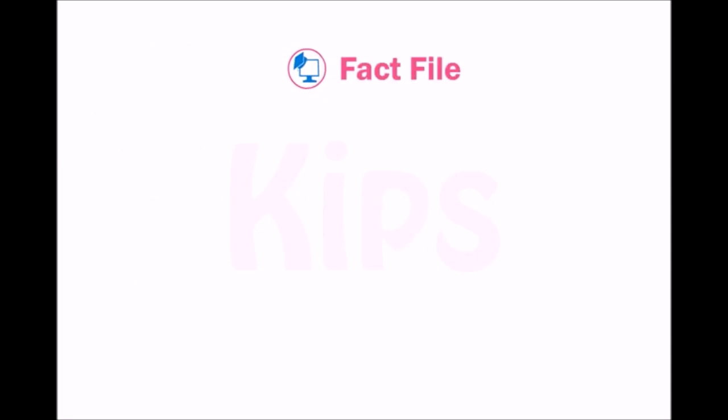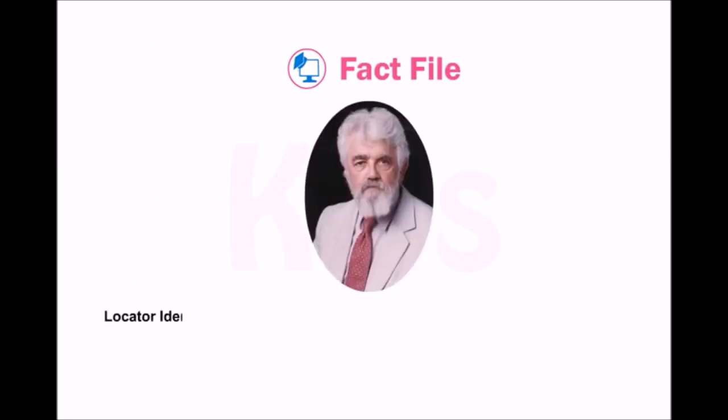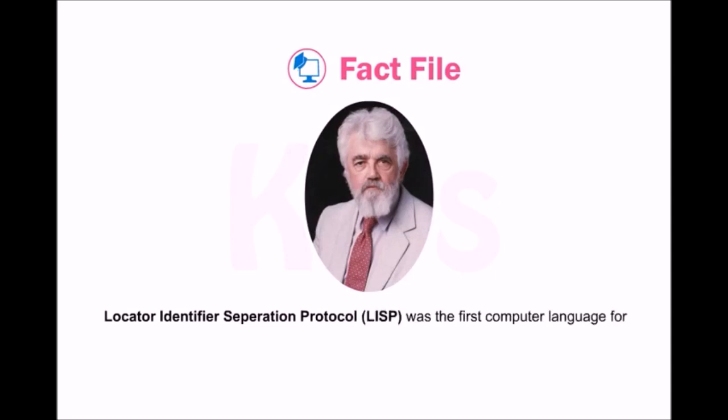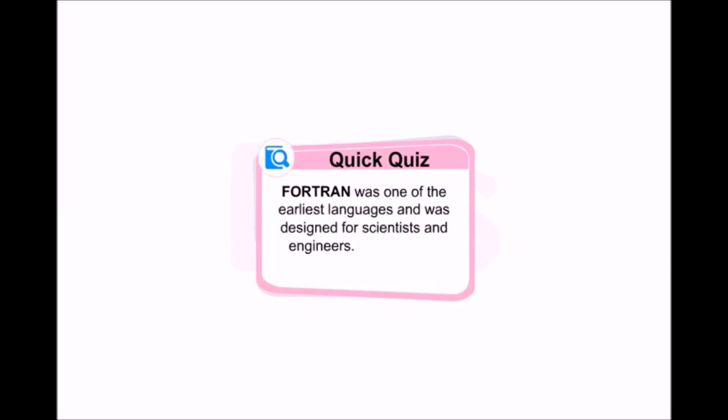Let me share a fact with you. Locator Identifier Separation Protocol (LISP) was the first computer language for writing artificial intelligence programs. It was created by John McCarthy. Okay, students, let us know more. Fortran was one of the earliest languages and was designed for scientists and engineers. COBOL was designed for business users.